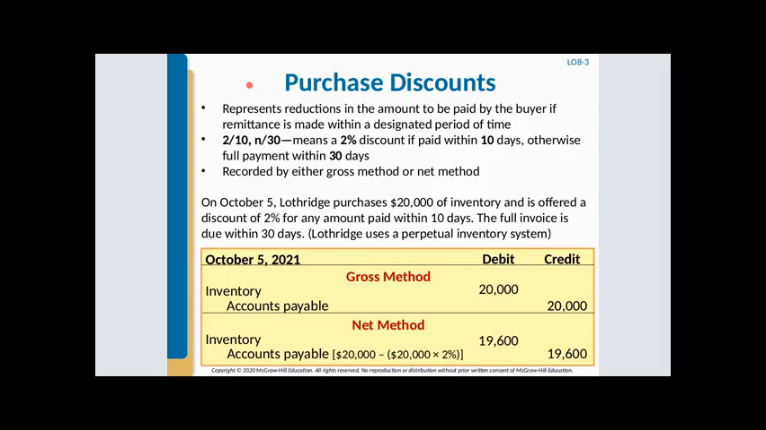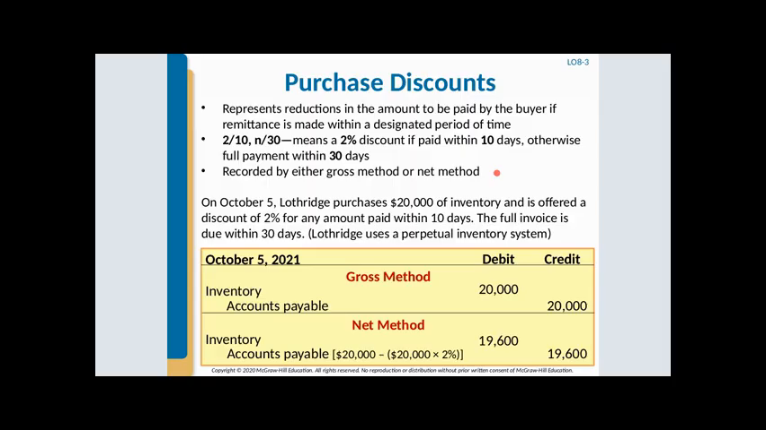So in this case, the 2 stands for the percentage of discount that we are being offered. And then the next number indicates the number of days that we need to be in compliance in order to get a discount. And if not, then we're just going to have to pay the full amount. So in dealing with discounts, now sales discounts are different from trade discounts, okay?